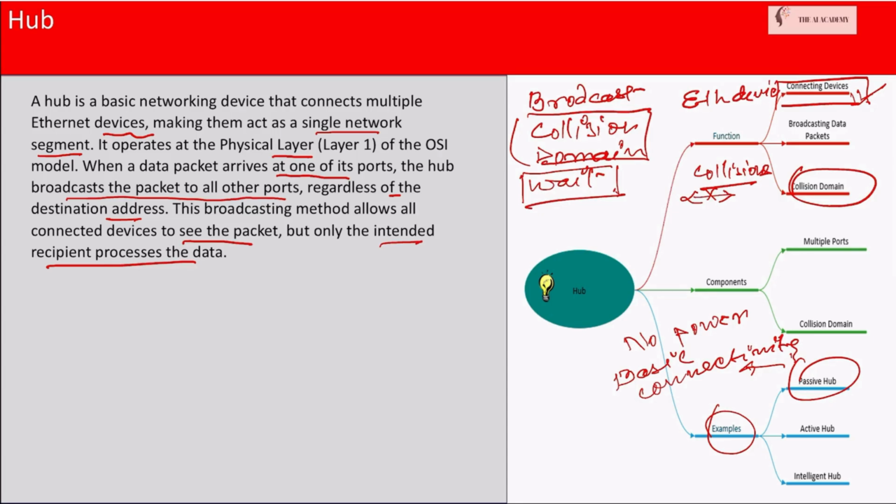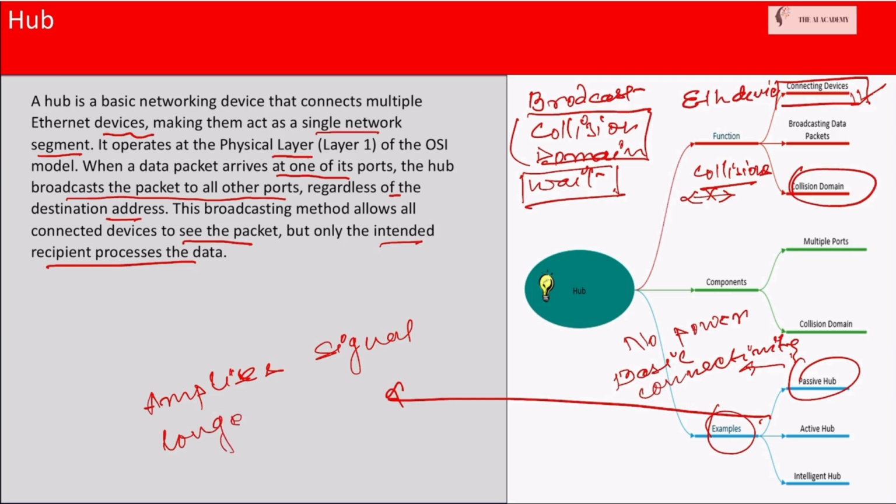An active hub amplifies or regenerates incoming signals before broadcasting them to other ports. This helps maintain signal strength over longer distances, ensuring that data signals remain strong and clear. Active hubs require a power source to perform signal amplification and regeneration. They are suitable for larger networks or environments where signal degradation could be an issue.